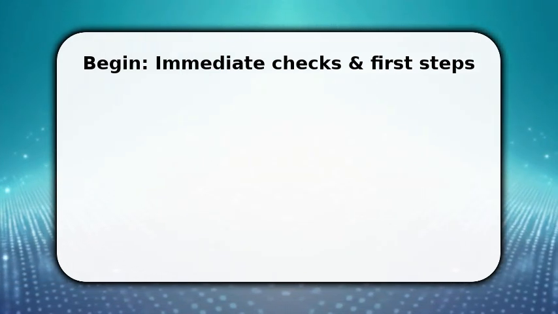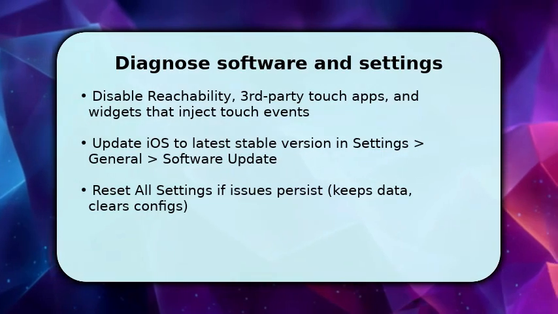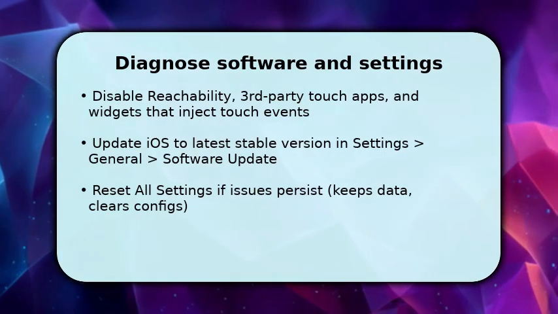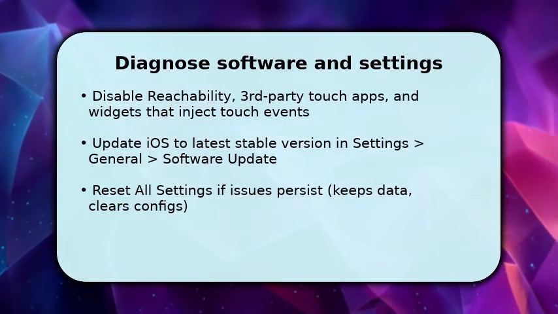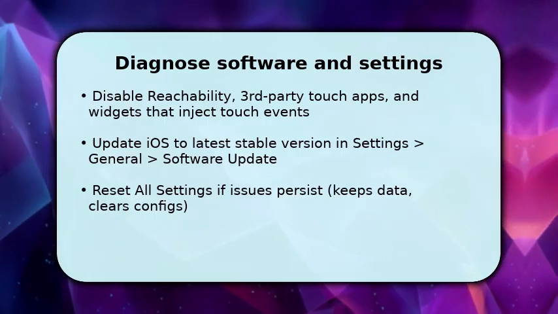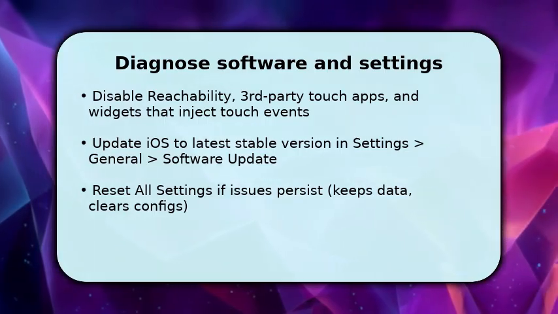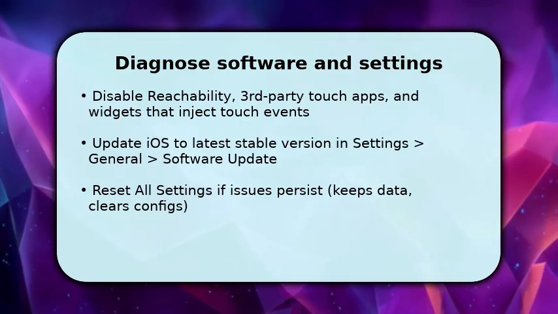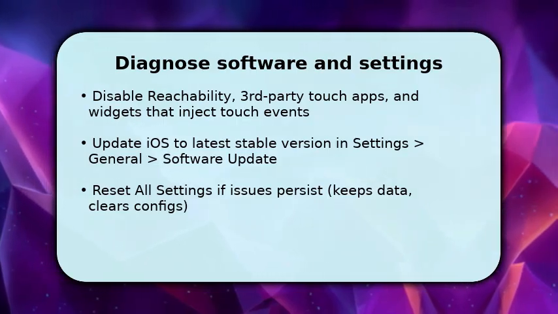First, quit or uninstall any third-party auto touch or automation apps and disable reachability or any accessibility gestures that could conflict. Make sure iOS is up to date because Apple frequently patches touch-related firmware bugs. Go to Settings General Software Update and install the current release.